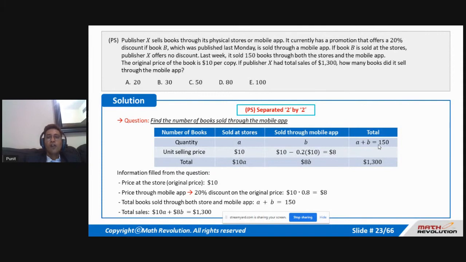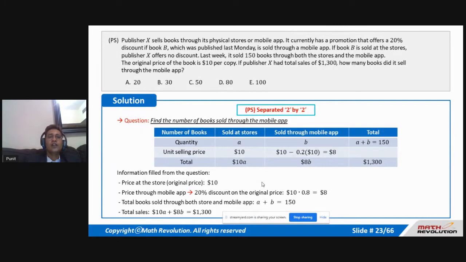Unit selling price at the store is $10 per copy. That's the original price of the book. And the price through the mobile app: it currently has a promotion that offers a 20% discount if the book is sold through a mobile app. So 20% discount means he's still charging 80% of 10, which is $8. If he's selling through a mobile app, he'll charge $8.